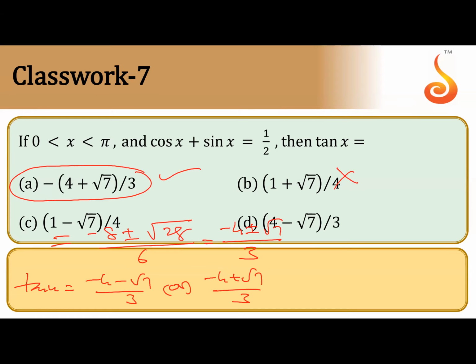Anyhow, these two are ruled out. This completely 4 minus root 7, minus 4 plus root 7. This is also ruled out. Only option A is matching.